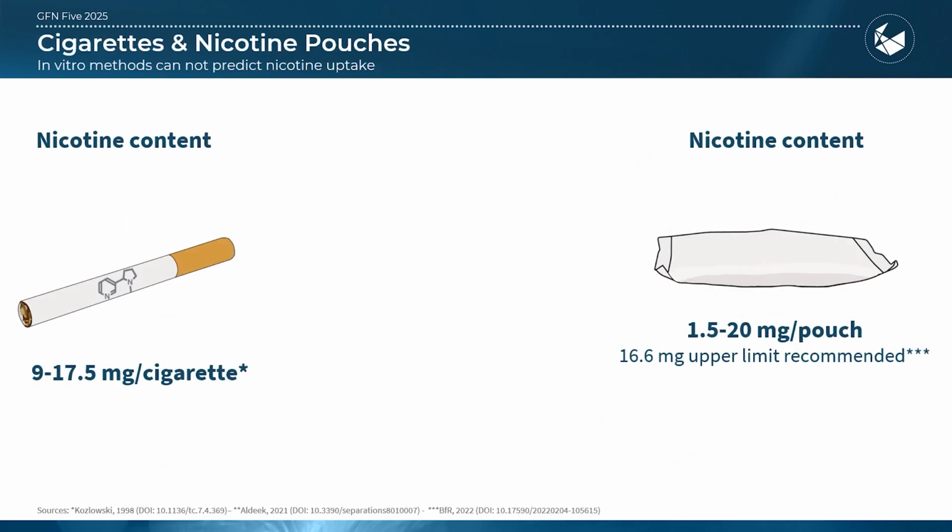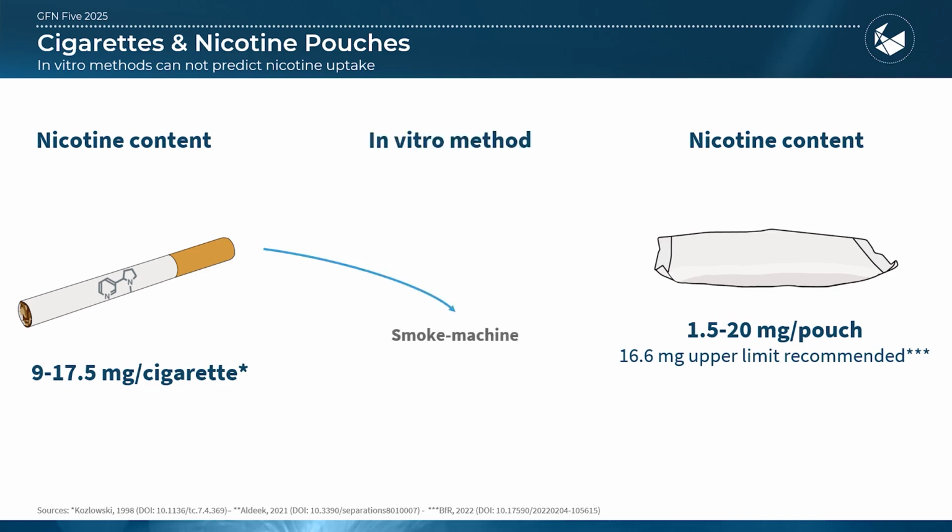A cigarette does not contain 1 milligram of nicotine, but around 10 milligram. Nicotine pouches are oral, smoke-free products that contain synthetic or tobacco-derived nicotine, but no tobacco leaf or stem. They come in different strengths and sizes. The German Federal Institute for Risk Assessment performed several studies on nicotine pouches. Based on their findings, they recommended an upper limit of 16.6 milligram.